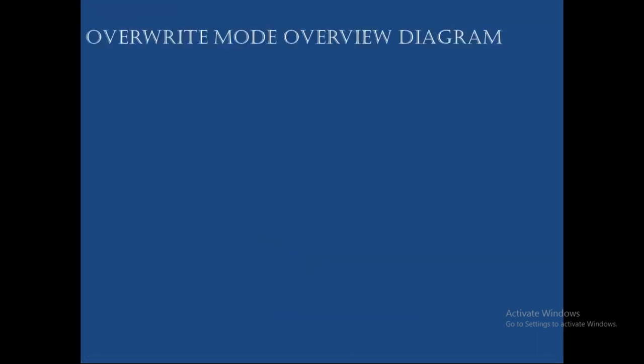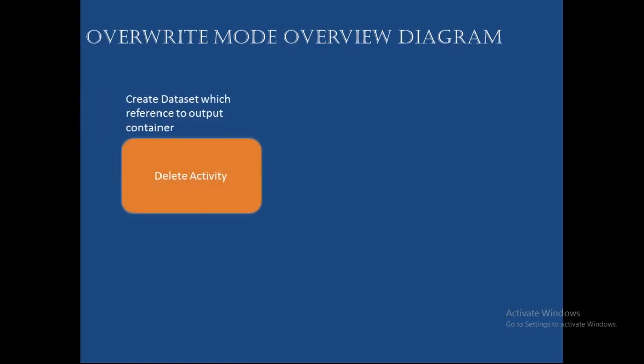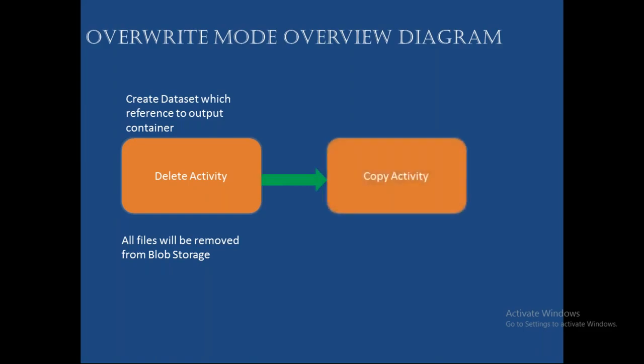Now you see the overwrite mode overview diagram. Okay. So first I'm going to use the delete activity, which will create a reference point to your output container inside blob storage. I will create a data set which references the output container. Then what is the result of this delete activity? All files will be removed from the blob storage container. Once it is removed successfully, a green mark means it's a success. If it has successfully deleted all the files, then I will start my copy activity.